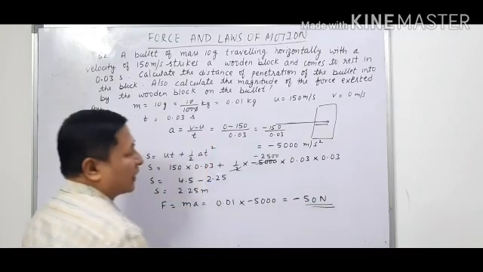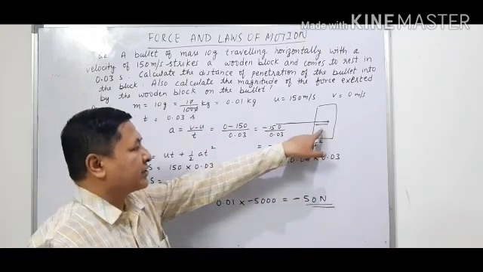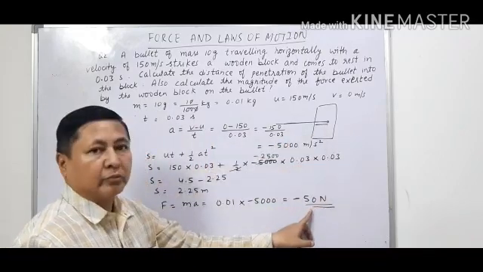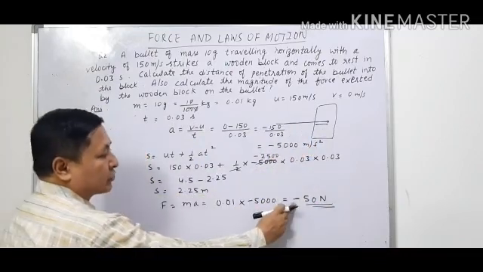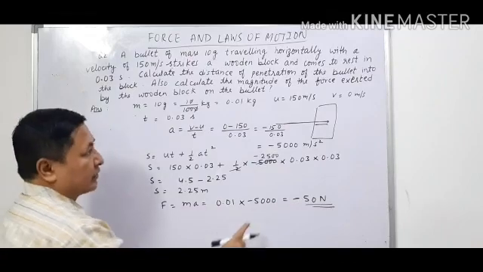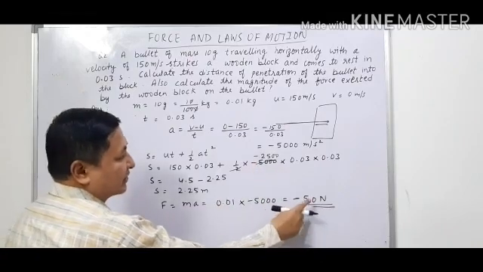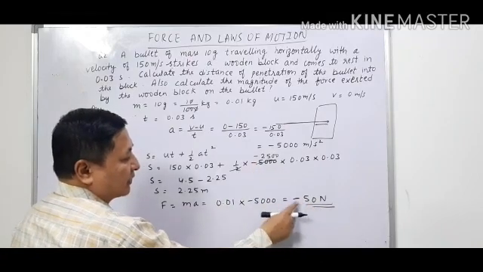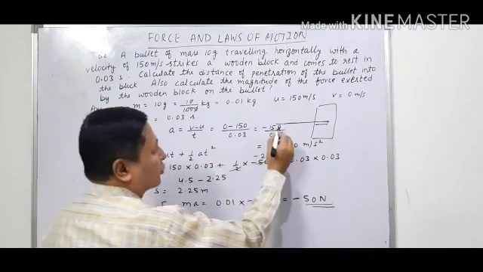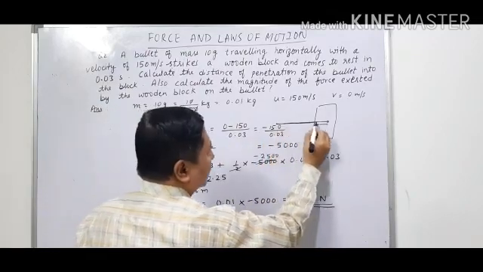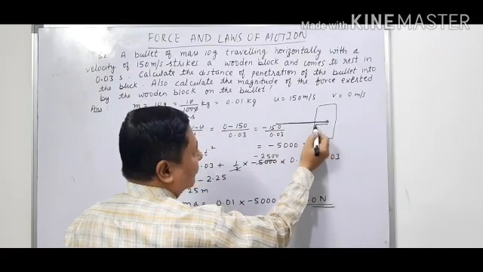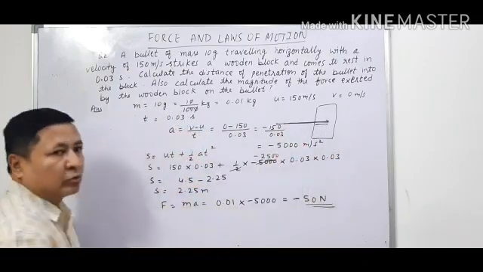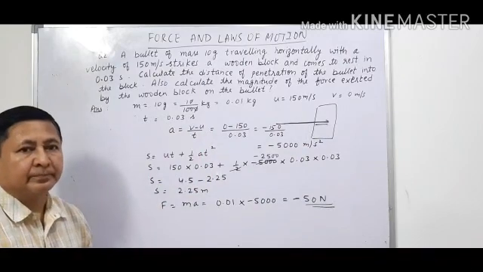So the wooden block exerts 50 Newton force on the bullet in the opposite direction, because this is minus here. The wooden block will exert a force of 50 Newton in the direction opposite to the motion of the bullet. The direction of motion of the bullet is in this direction. So the force exerted by the wooden block will be in the opposite direction to the motion of the bullet.